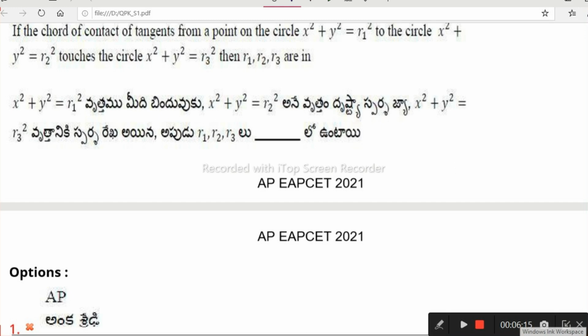Okay, if we observe here, the 3 circles have the same center, look, (0, 0). These 3 circles are concentric circles. Here it is given that the first point is on the first circle x square plus y square is r1 square.